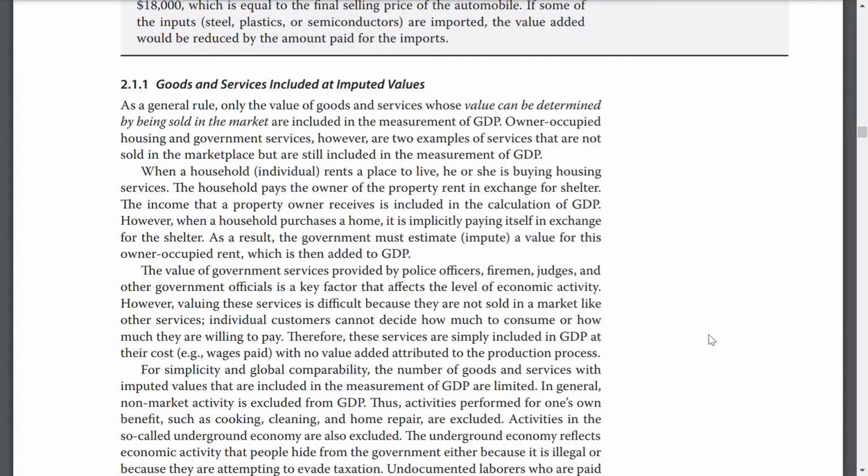The value of government services provided by police officers, firemen, judges, and other government officials is a key factor that affects the level of economic activity. However, valuing these services is difficult because they are not sold in the market like other services. Individual consumers cannot decide how much to consume or how much they are willing to pay. Therefore, these services are simply included in the GDP at their cost, e.g. wages paid, with no value added attributed to them.